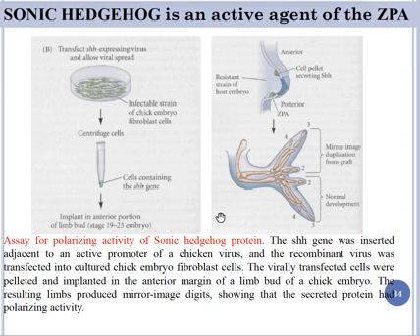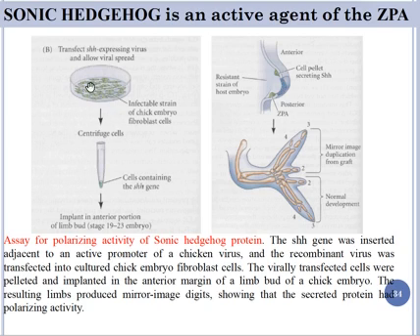So to understand better the function of sonic hedgehog and whether it acts as an active agent of the ZPA, they did the following experiments. They took fibroblastic cells from chicken embryos and infected these cells with a viral vector expressing the sonic hedgehog gene. So these cells are induced to express sonic hedgehog.